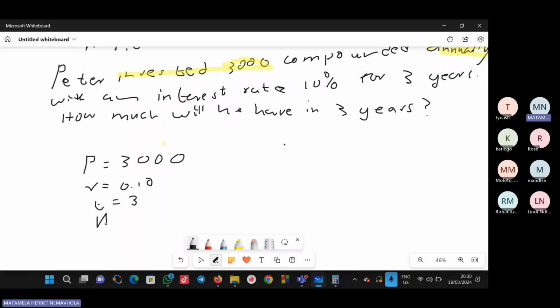How much will he have in 3 years? We need A. So this question is going to be very simple when we start, but we'll see the tricky part that you need to take into account after you see how we do it.